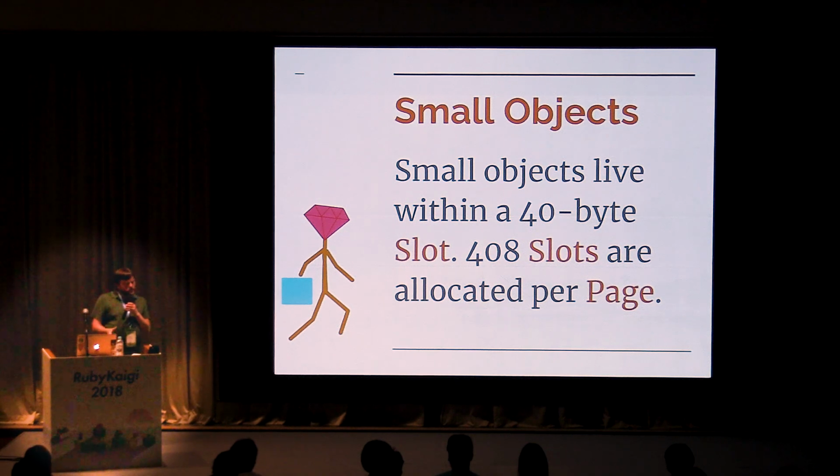Now, those of you who do a lot of memory stuff know what I mean when I talk about malloc, the built-in memory allocator. A slot is cheap to use because the memory allocator is called once for every 408 of them. So about 400 of them at once get allocated. It's pretty cheap. So small objects are not bad. They fit inside the 40-byte slot.